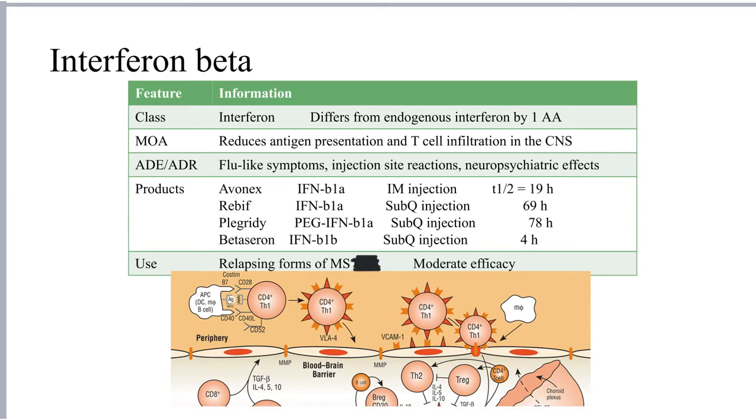Next, we'll move on to talking about the disease-modifying therapies, or DMTs. Again, just to remind you, these are drugs that are able to at least somewhat modify the underlying disease course and hopefully slow the pathophysiology of the disease. The first group of drugs I will talk about are the interferon beta drugs.